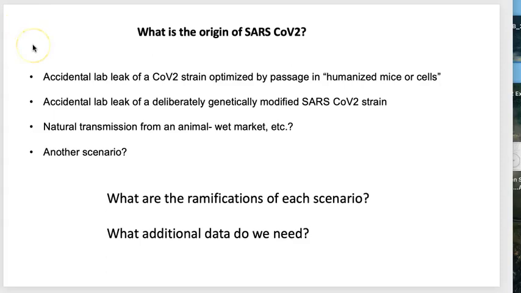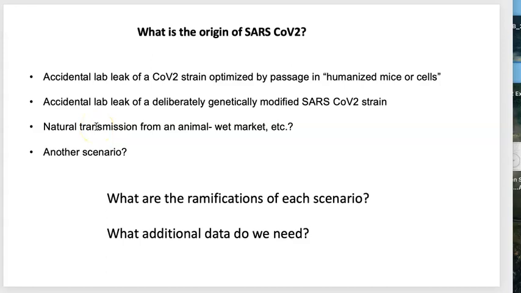So the question then is, what is the origin of SARS-CoV-2? Was this an accidental lab leak of a CoV-2 strain that was optimized by passage in humanized mice or cells? Is it an accidental leak of a deliberately genetically modified SARS-CoV-2 strain, which I favor, this second bullet point? Is it natural transmission from an animal, a wet market, etc.?